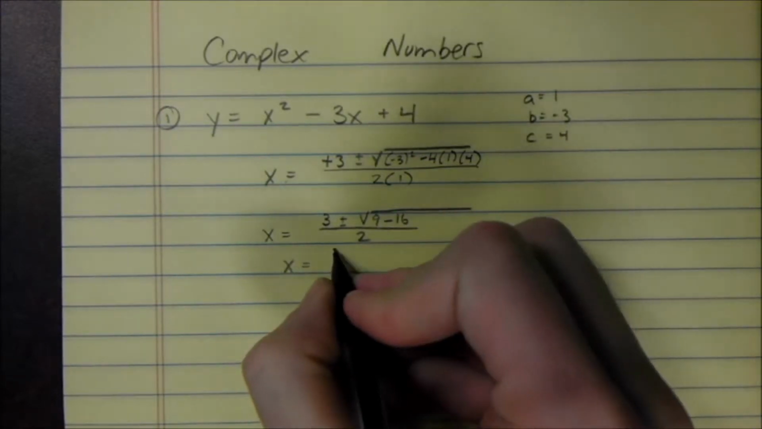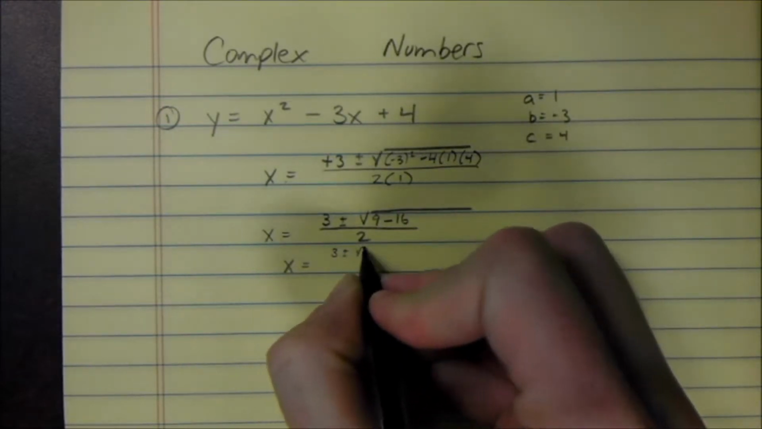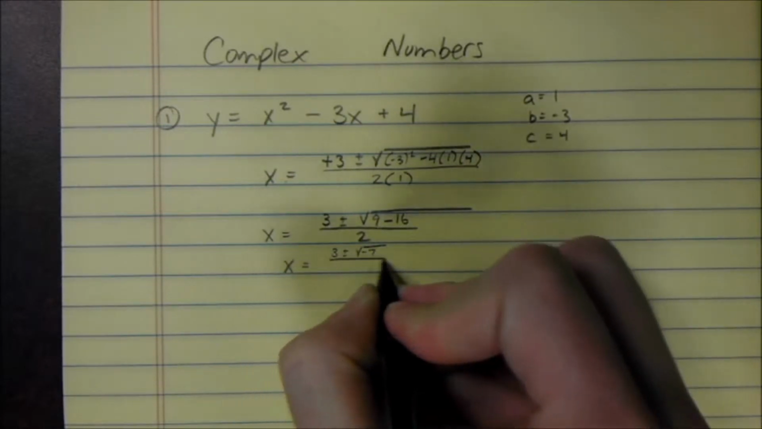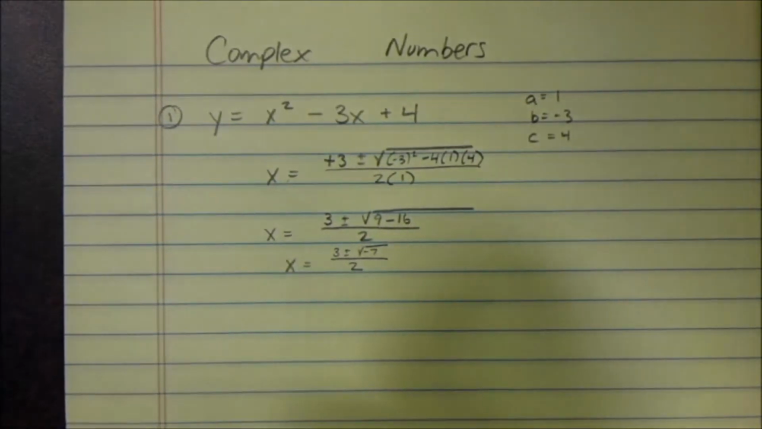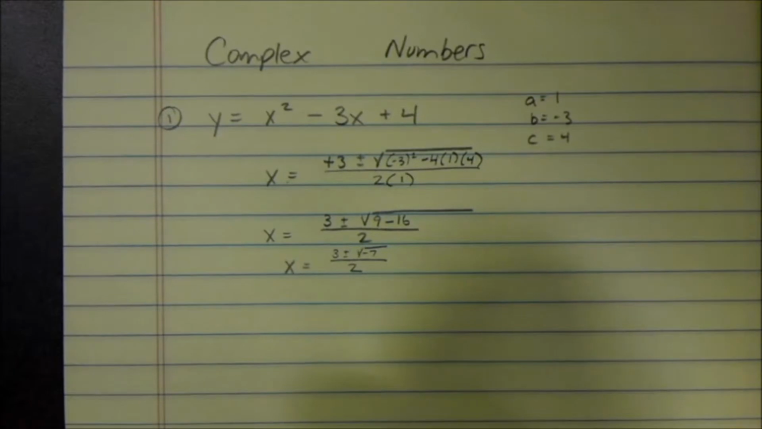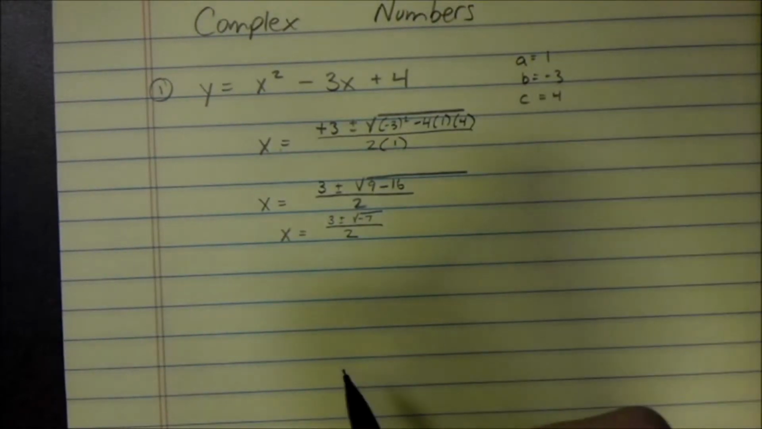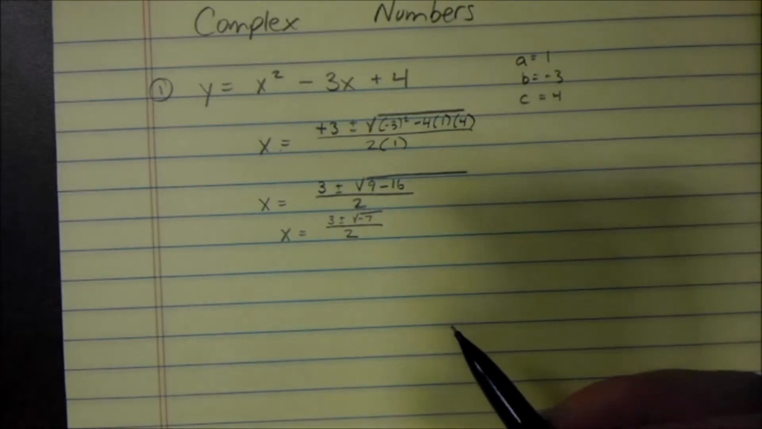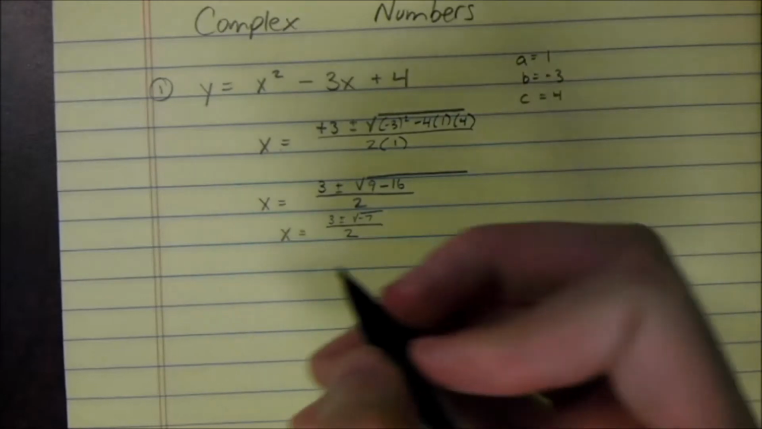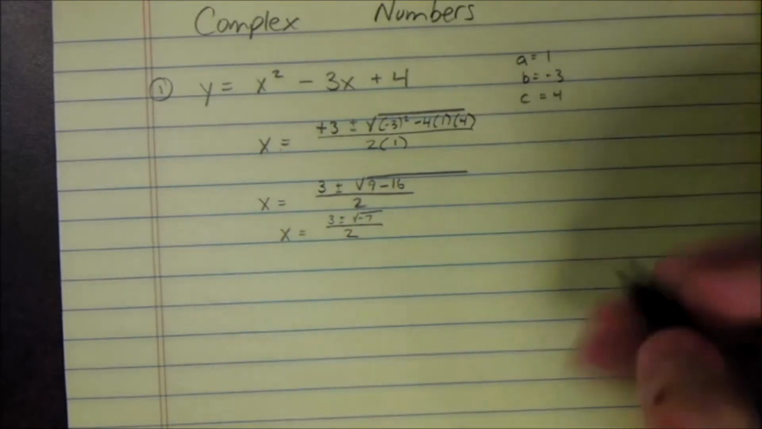So x would be 3 plus or minus the square root of negative 7 over 2. And usually at this step you would just stop. You'd be like, oh, well, I can't take the square root of a negative number, so I'm done. Well, now you kind of can. So a complex number is one where you're taking the square root of a negative.